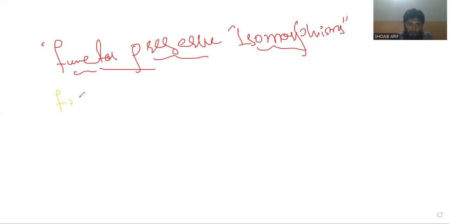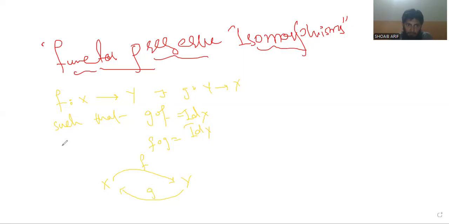f is a morphism from X to Y in category C. There exists a morphism g from Y to X in category C such that g of f is equal to id on X and f of g is equal to id on Y. Okay, it means there is a morphism f from X to Y and g from Y to X.